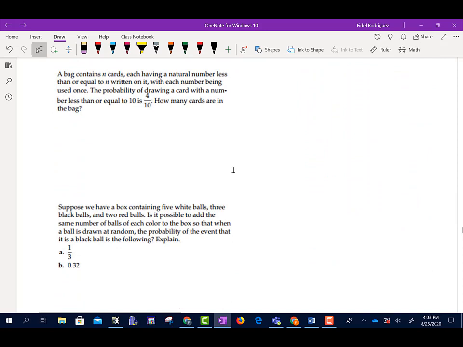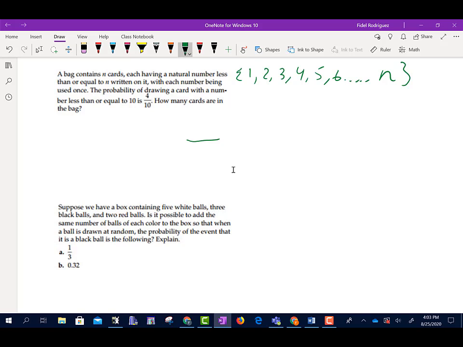Okay, it says a bag contains n cards, each having a natural number less than or equal to n on it. Let's think about what that means. It means we're going to have numbers like this: 1, 2, 3, 4, 5, 6, dot, dot, dot, all the way to n. It says the probability of drawing a card with a number less than or equal to 10 is 4/10. How many cards are in the bag?